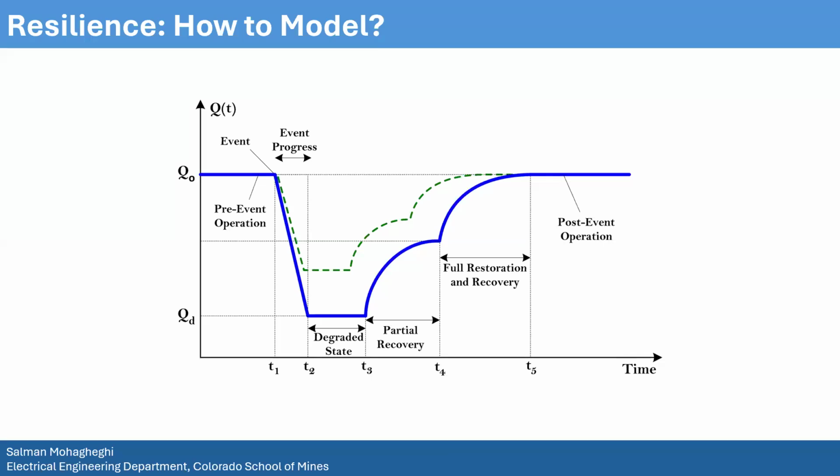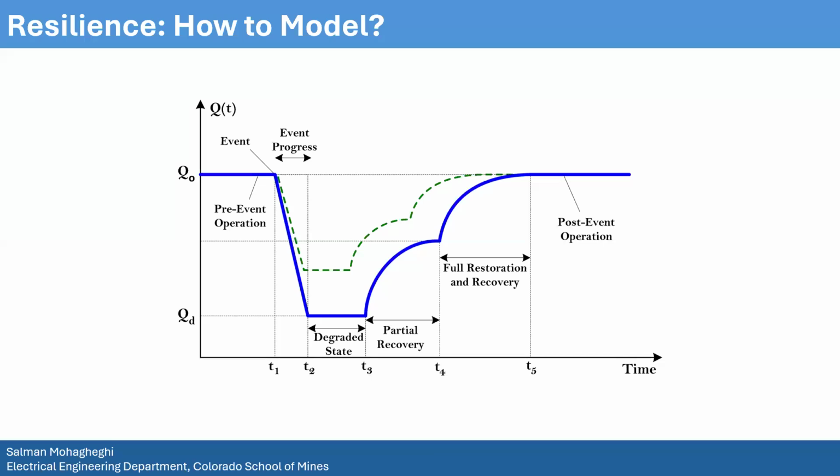Now, to model resilience and be able to quantify the benefits of various mitigation strategies, the first thing we need to do is to define a metric related to system performance. This can really be anything. It can be energy not served, stability margin for voltage or frequency, voltage profile, system losses, or any other relevant metric, really. Once we define the metric, we assess its variations along the timeline of the event.